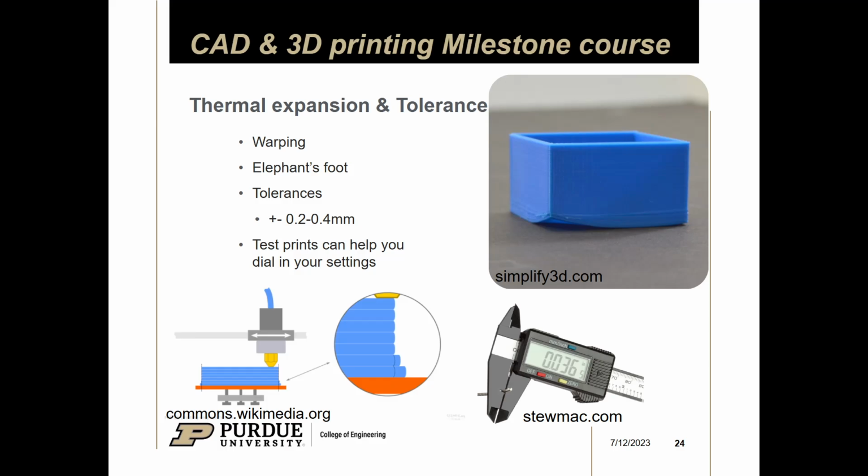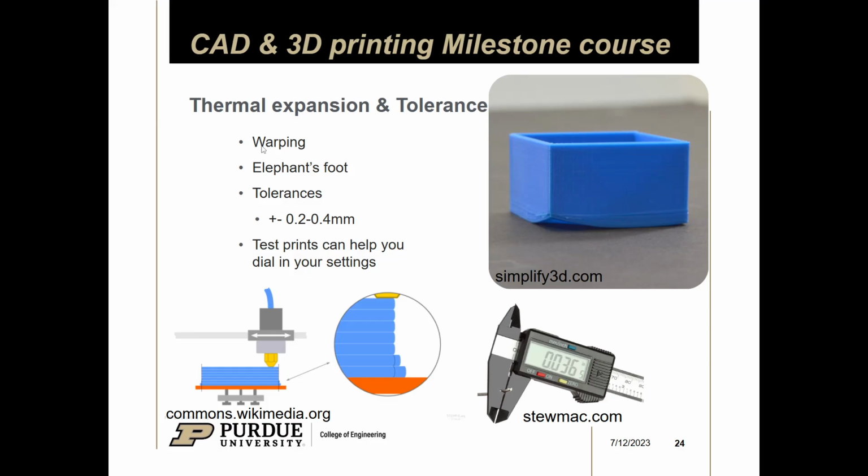When you add a little bit of leeway, we call that tolerance. So if you need two things to fit together, you might make one part a little bit bigger and one part a little bit smaller, just so they fit well together. So tolerancing can play a big key in different parts interfacing with each other. So keep that in mind.